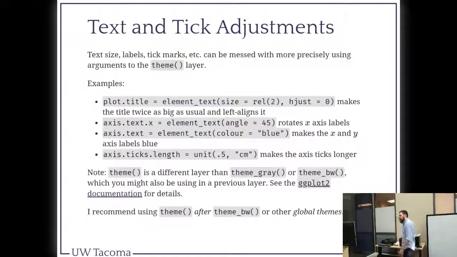So, text and tick adjustments. If you want to modify text size, the labels, the tick marks — the tick marks are just the little marks that come off around the axes and link to a value — you can mess with all these things precisely in arguments to a layer called theme.